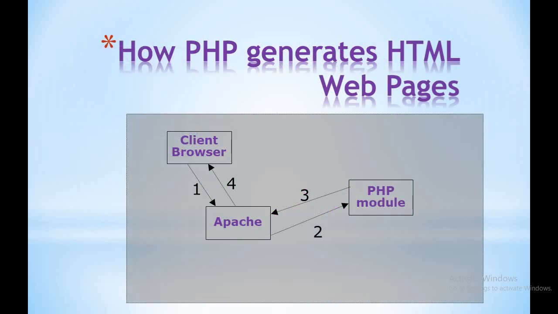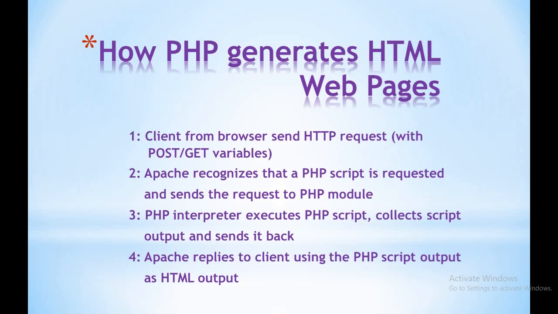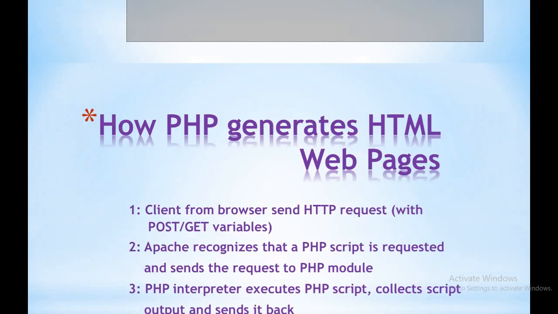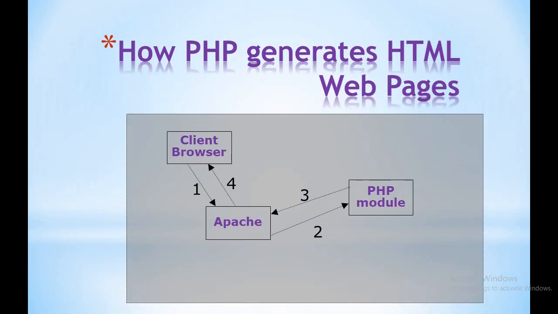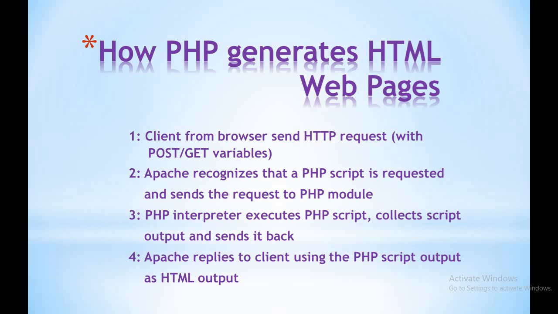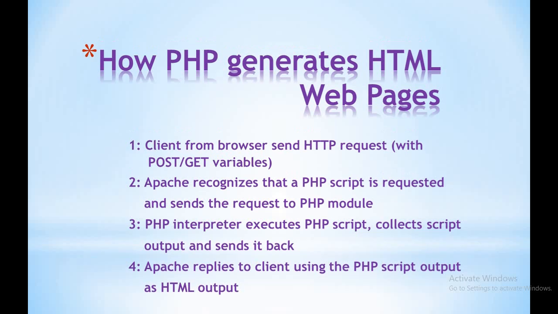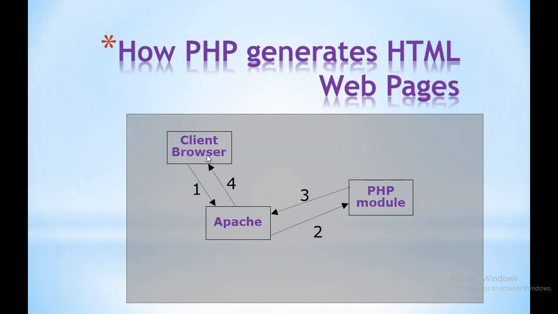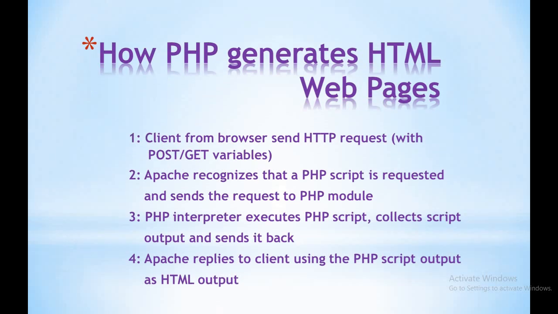How PHP generates HTML web pages. For example, client, browser, Apache and PHP module. The client can access any information with the help of browsers, which are connected with the server, and the server is connected with the PHP module. The client, from the browser, sends a request with the help of POST or GET variables to the Apache server. Then the information is sent with the help of HTTP to the PHP module. After the script has been executed, it is sent back to the Apache server. Again, from the Apache server, the output HTML is transferred to the client. So this is the main process of PHP generating HTML web pages.